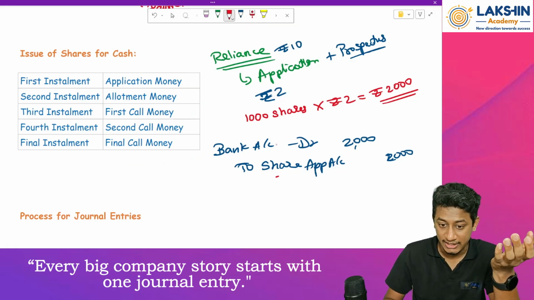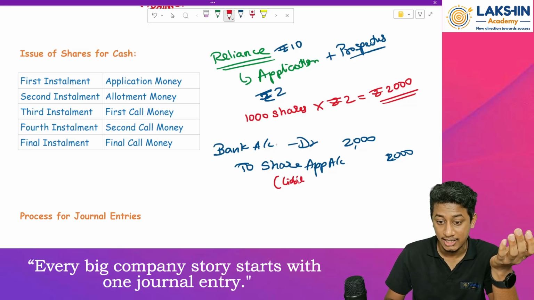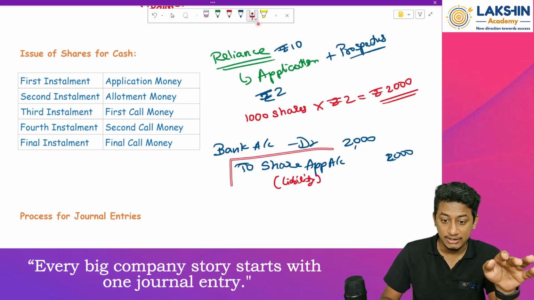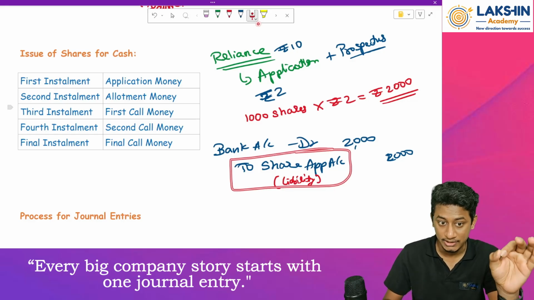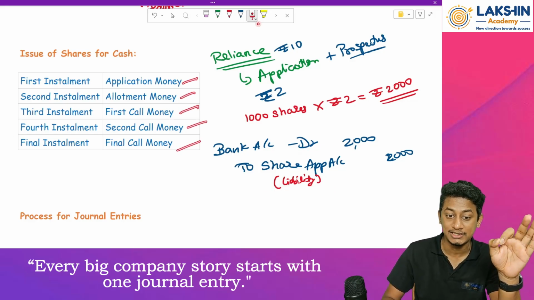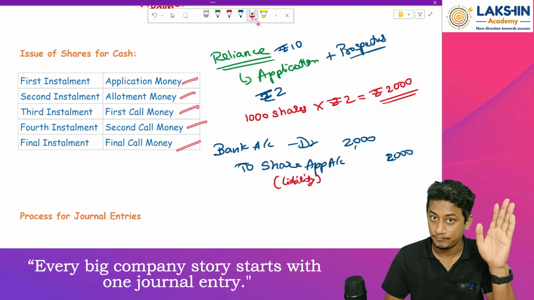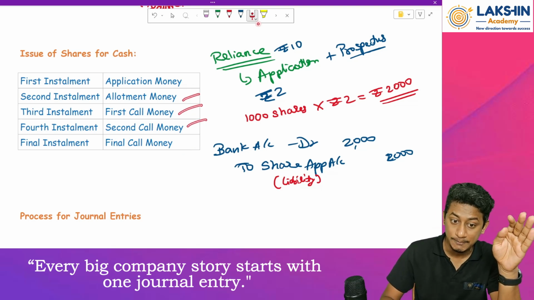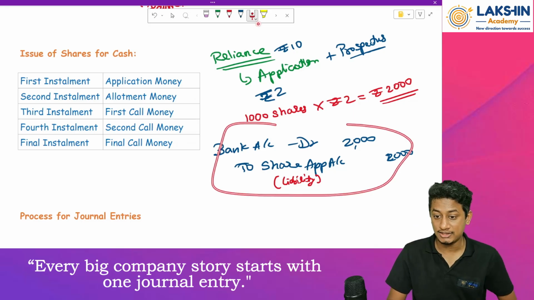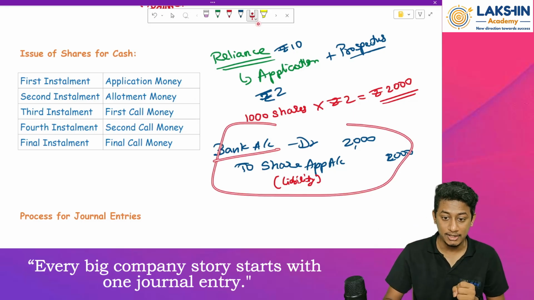So basically at the end of the day, it will be categorized as a liability. Why liability? Wait, I will tell you. But right now understand that this share application account, whatever we open, is a notional account just to keep track of all the different steps in the share issue process. Clear? For all the processes, we will open separate notional accounts. That I will tell you. Now this is the first entry that you pass because you receive the money: bank account debited, to share application.